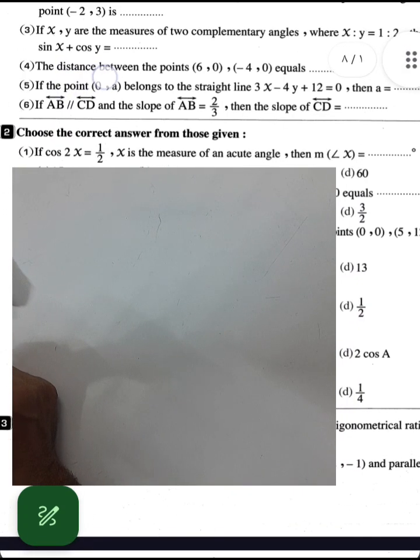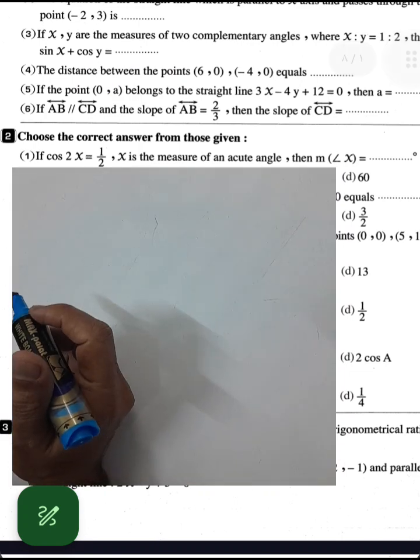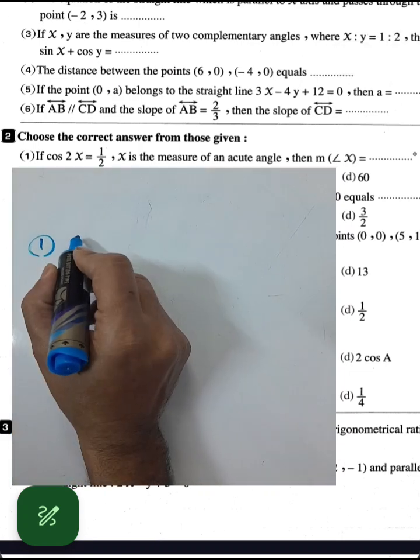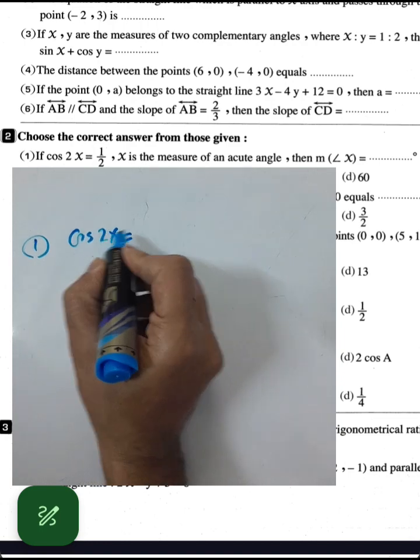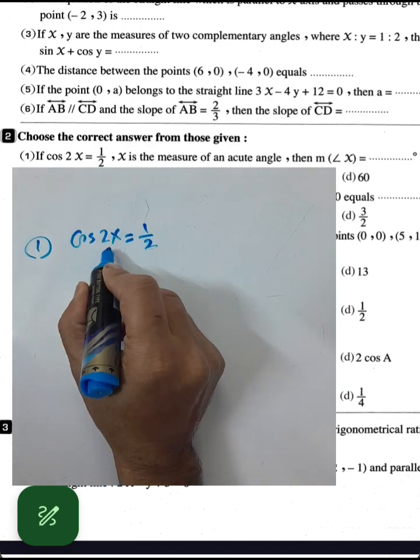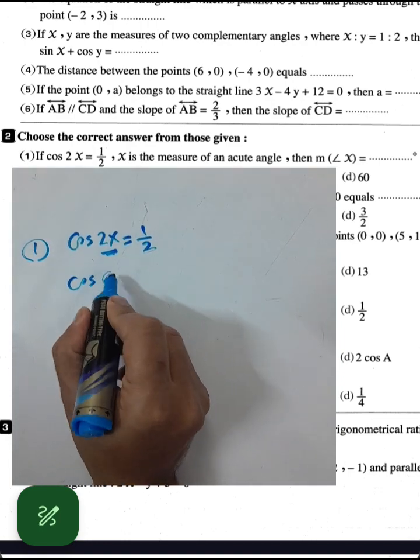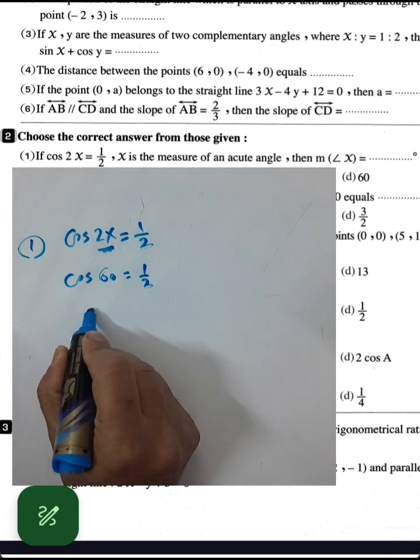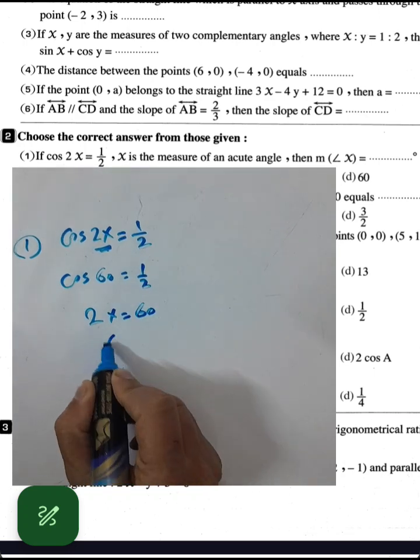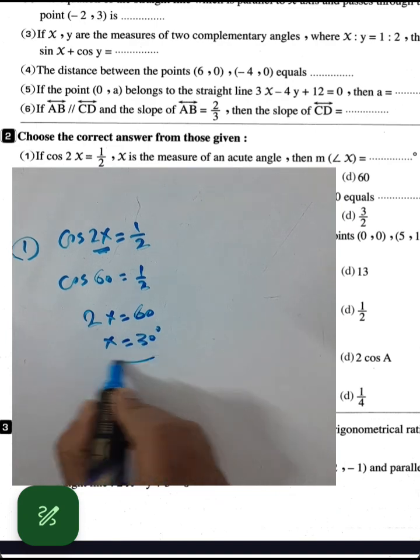Next example. Number 1, choose the correct answer. Number 1, if cosine 2x equals 1 over 2, you want to find the measure of x. We know cosine 60 equals half, then 2x was 60, then x equals 30 degrees.